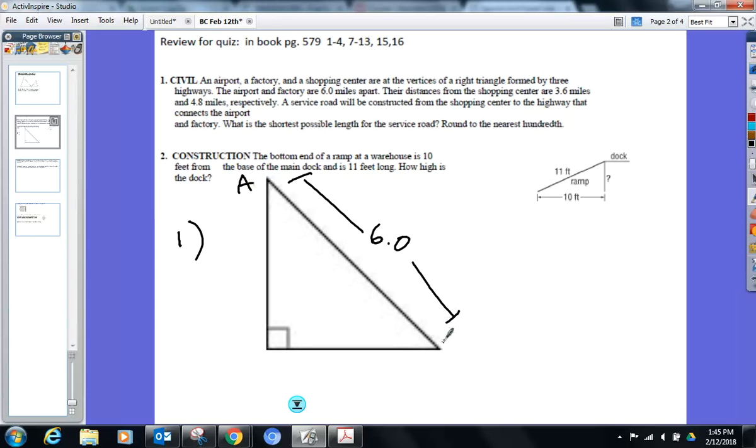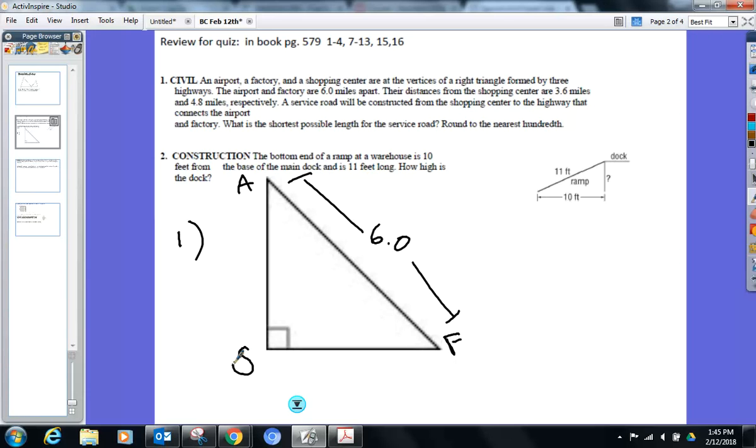So airport, factory. Doesn't matter if you put factory or airport, but at least I know the right angle is the shopping center now. If the distance from the airport to the factory is 6, I know at least the shopping center is the right angle. All right, what about the other two sides?